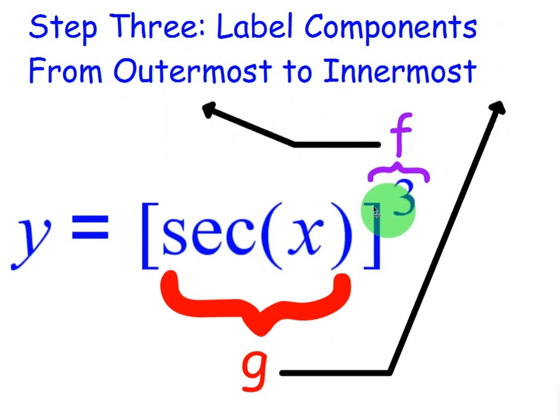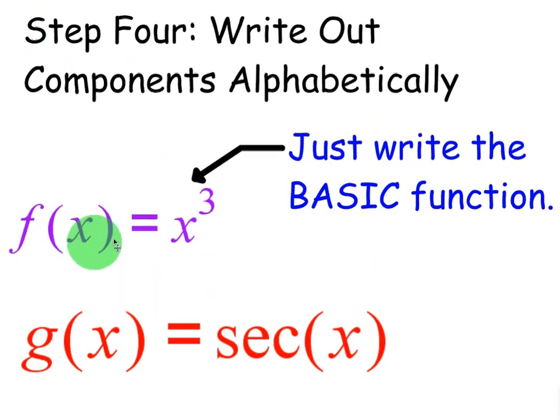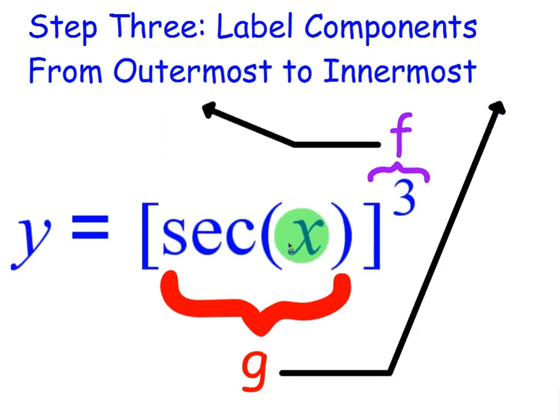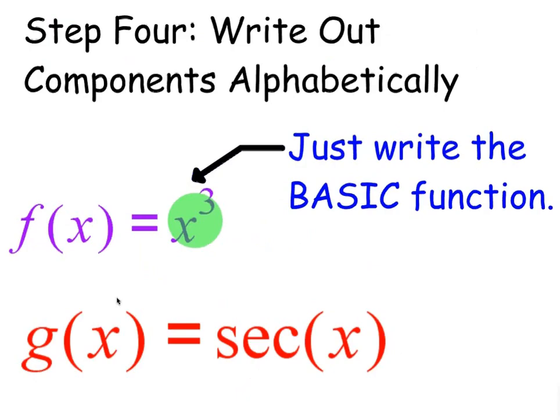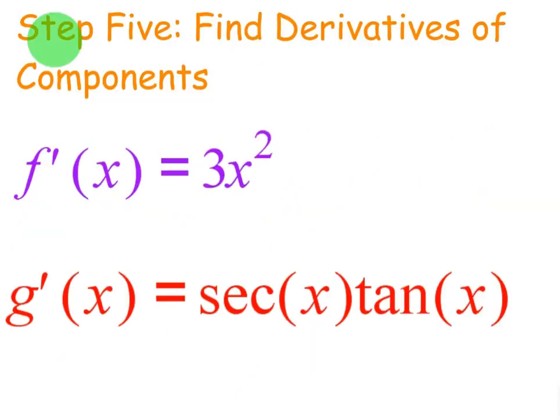Now, what is our basic f of x function for step 4 is going to be x cubed. So basically whatever g is, you're replacing it with x, right? So it's just x cubed, and then the inside, of course, is secant of x. Alright, so what is the derivative of x cubed? It's 3x squared, right? We've done the power rule enough now to where we know that.